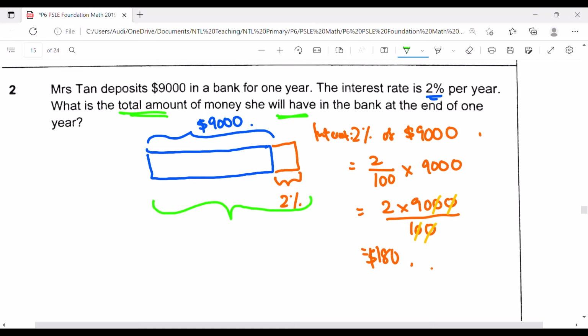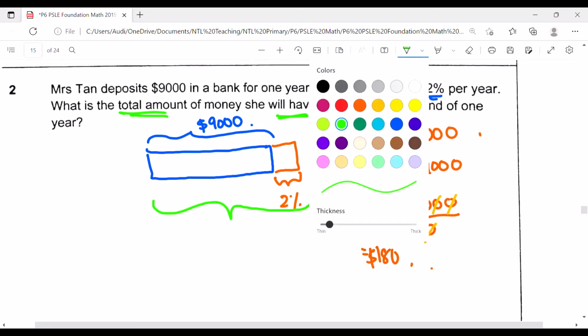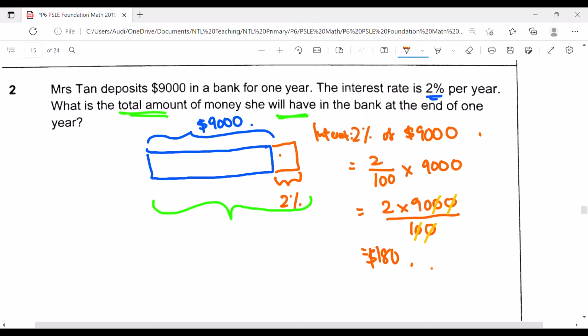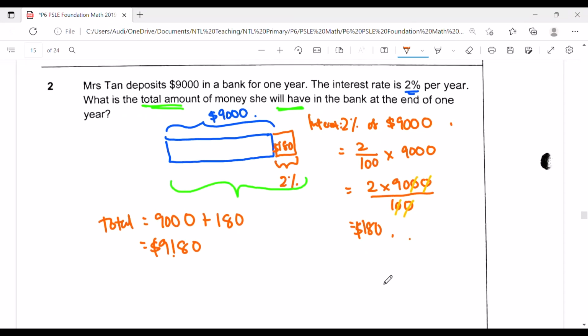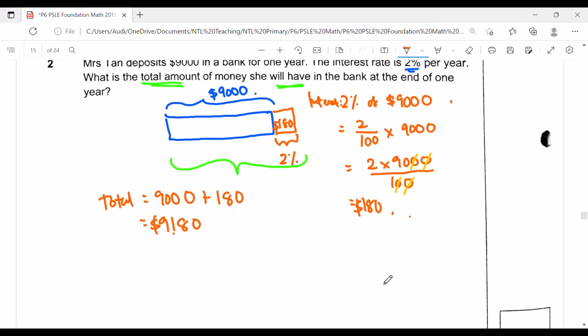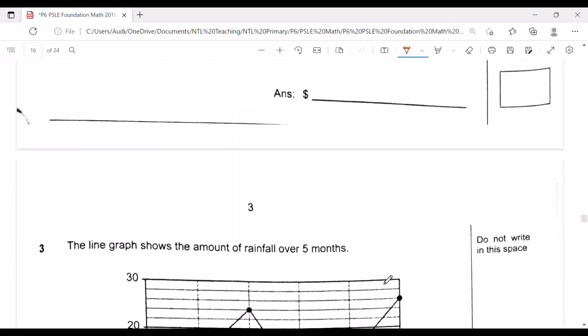Now we know that the red part is, sorry, 180. I'm going to write it here. So the total must be 9,000 plus 180, and you get $9180. This is our answer. Press pause, try this question on your own, and then once you've gotten the answer, you can press play again.